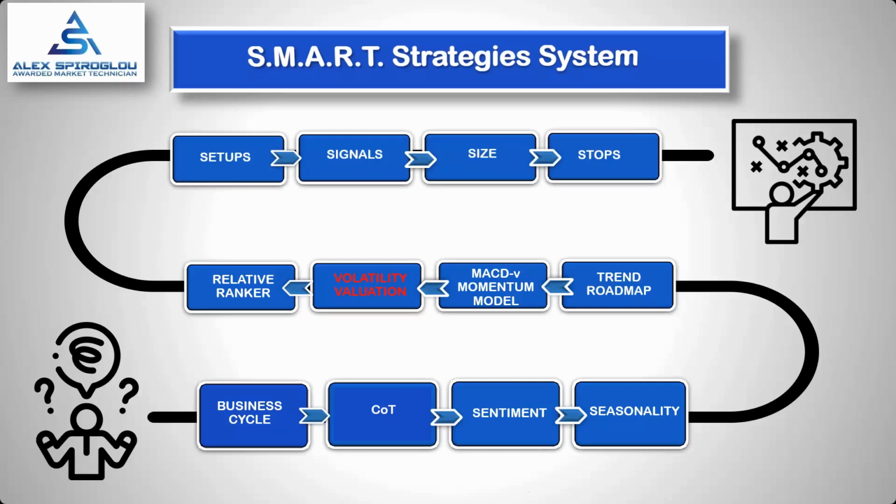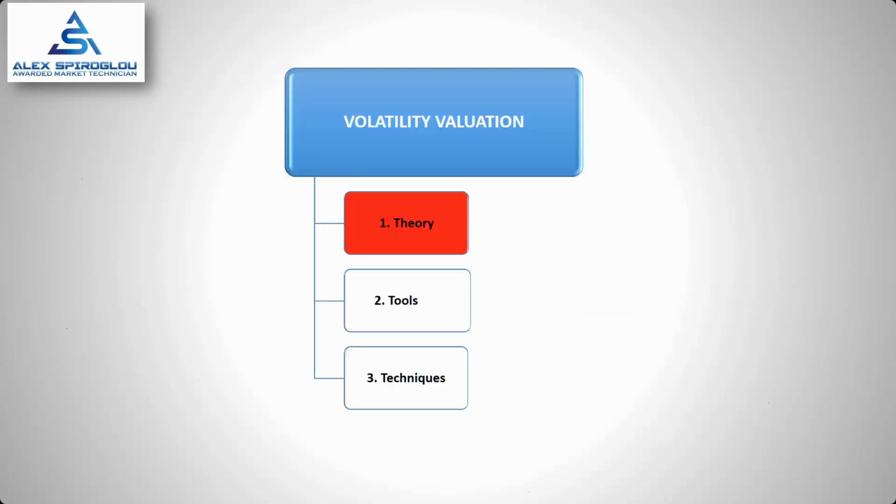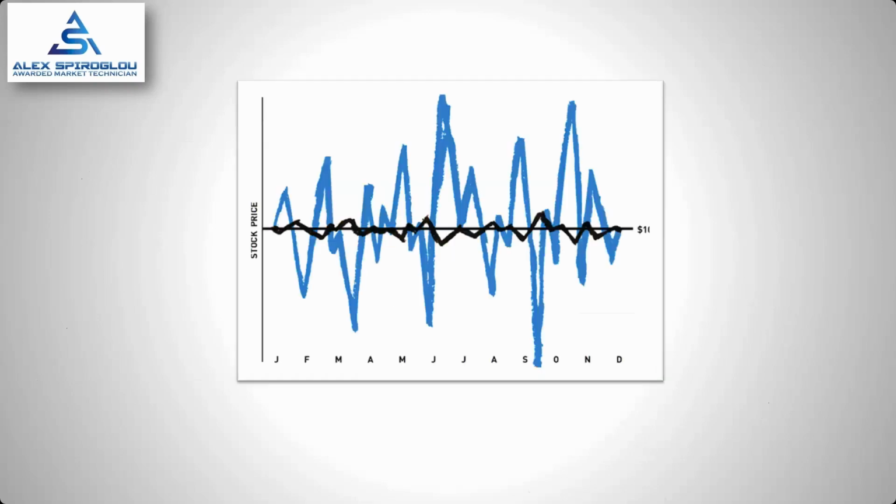So let's talk a bit about volatility valuation here, highlighted in red, because it's very important. It's one of what I call first principles. So volatility valuation, volatility. We'll be breaking down the presentation in 3 parts. First one is theory, which I'll cover very slightly. Then we'll go into the tools and then the techniques. So theory. Just very briefly, this is a chart. I didn't create this, I found this on the internet, but I think it depicts very well what volatility is.